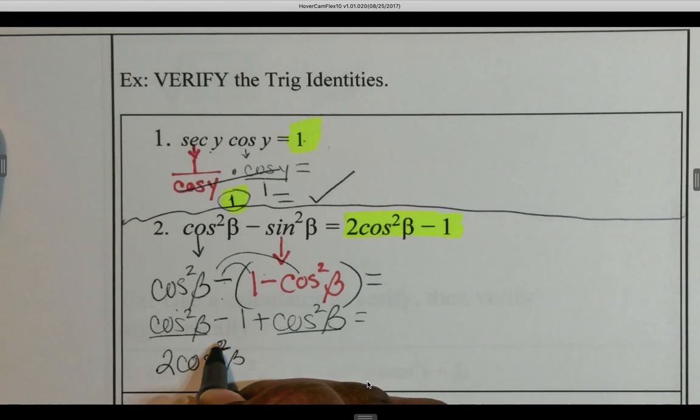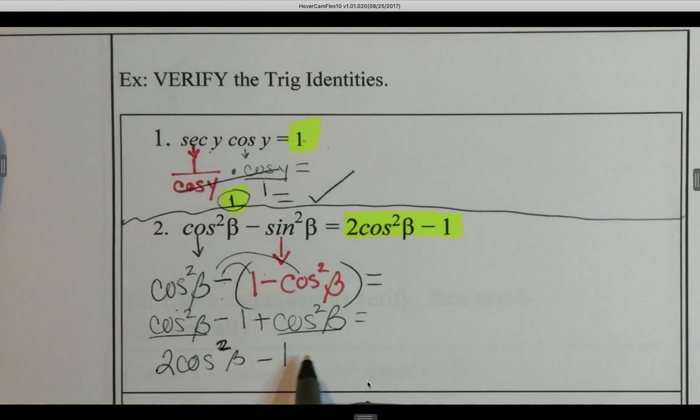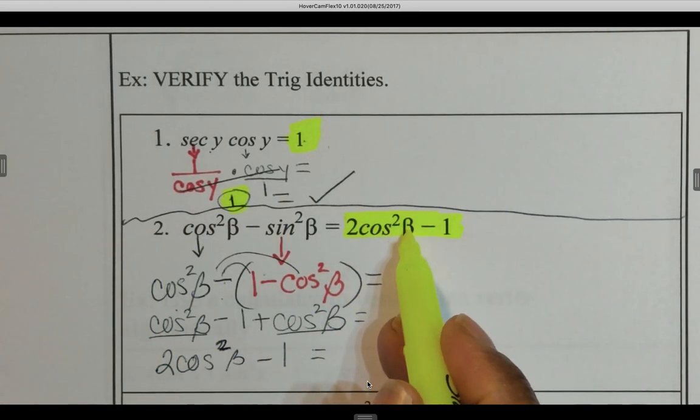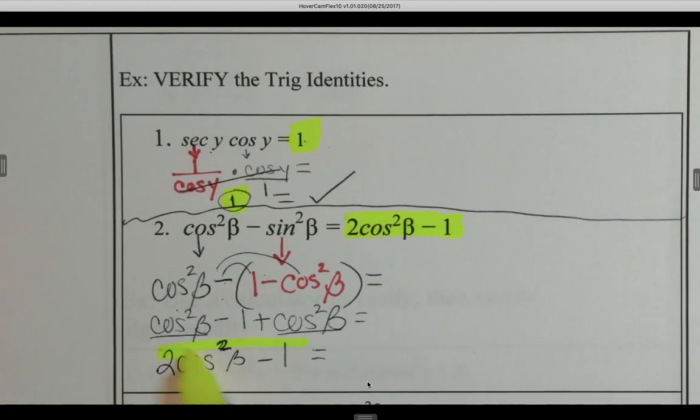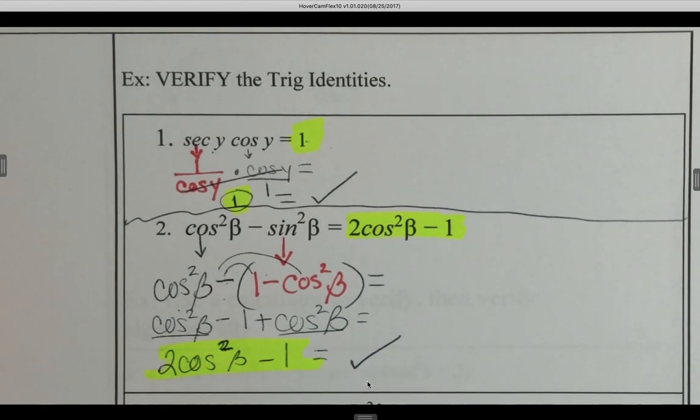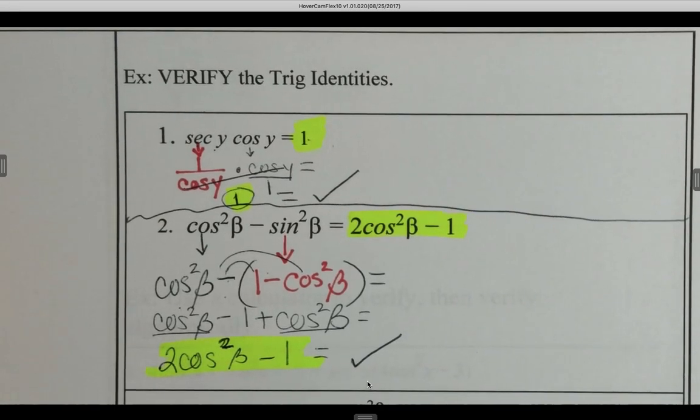It's supposed to be squared minus 1. And I could keep going, but if I remember to keep looking back at what I want, 2 cosine squared minus 1, that's exactly where I'm at. So I can stop. I can check off that I have verified that identity. The left side is equivalent to the right side.